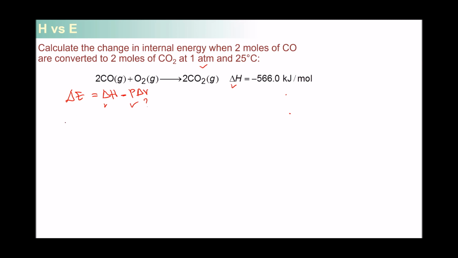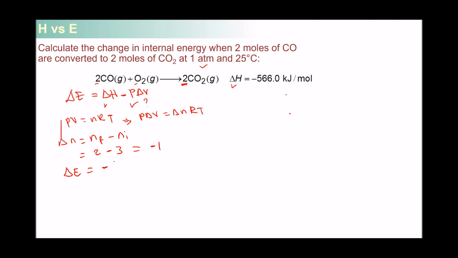But these are all gases, so we can actually use the ideal gas law, PV equals nRT. So we can calculate the change in volume from the change in number of moles during the reaction. The change in number of moles is going to equal the final number of moles minus the initial number of moles. So it's going to equal 2 moles minus 1 plus 2, 3 moles. So it's going to be minus 1. And we can just substitute for these numbers in the equation.